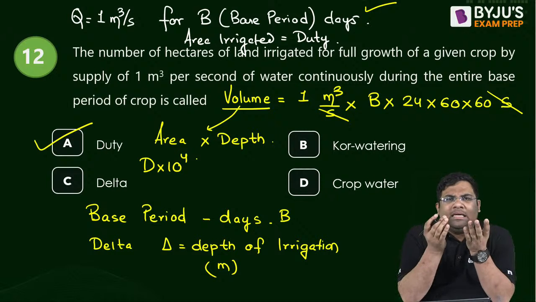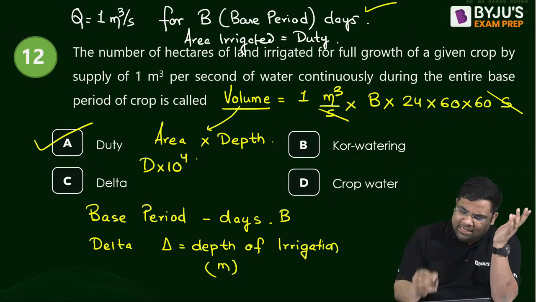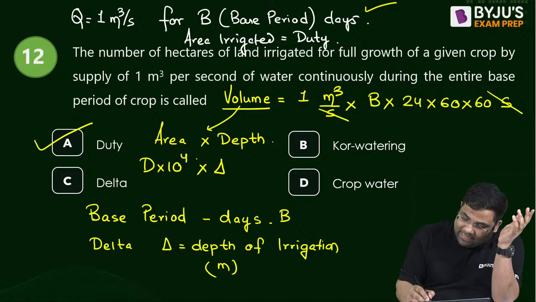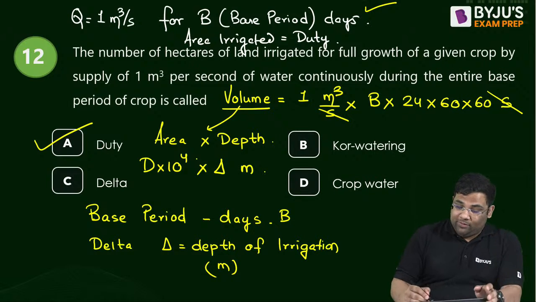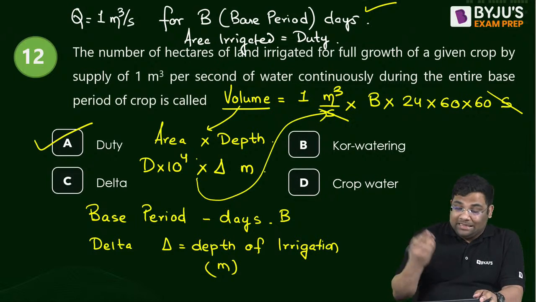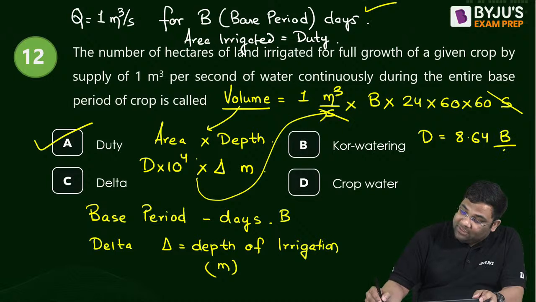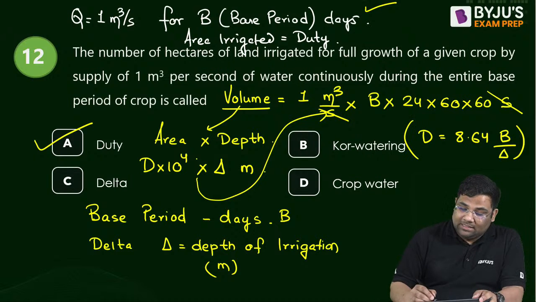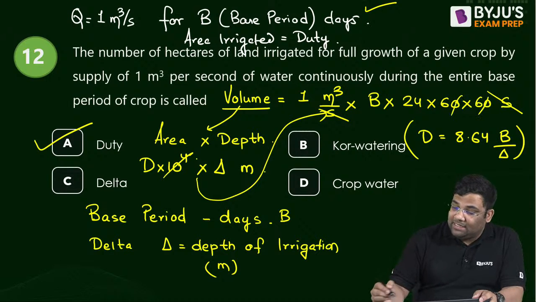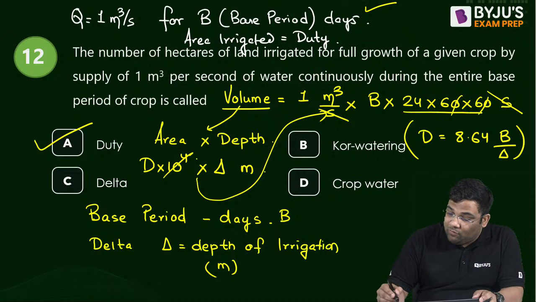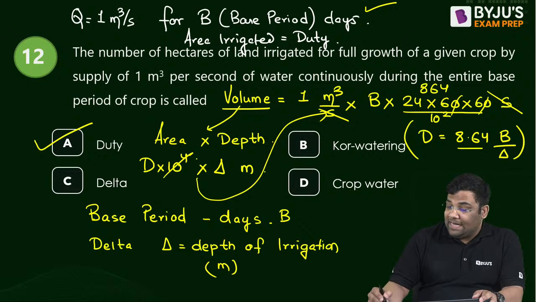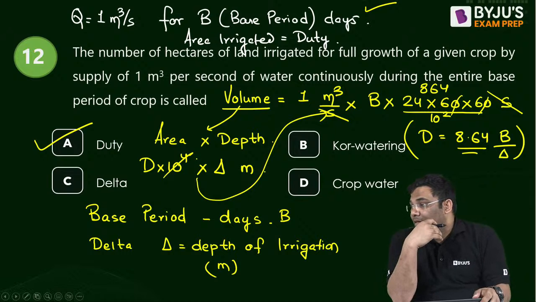Yes, hectare into meter square is 10 to the power 4. And depth I am mentioning in delta, that is meter. So when you equate these two, you get the equation that duty is equal to 8.64 base period by delta. Yes or no? This 10 to the power 4 is there, and this will get cancelled. Then this will become 864 divided by 10 to the power 2, that is 8.64.